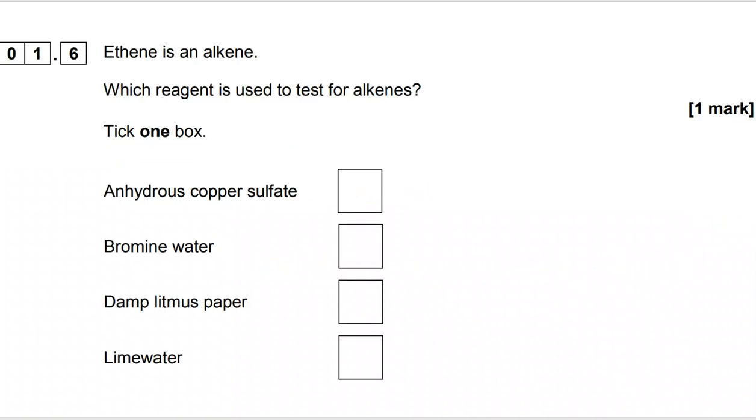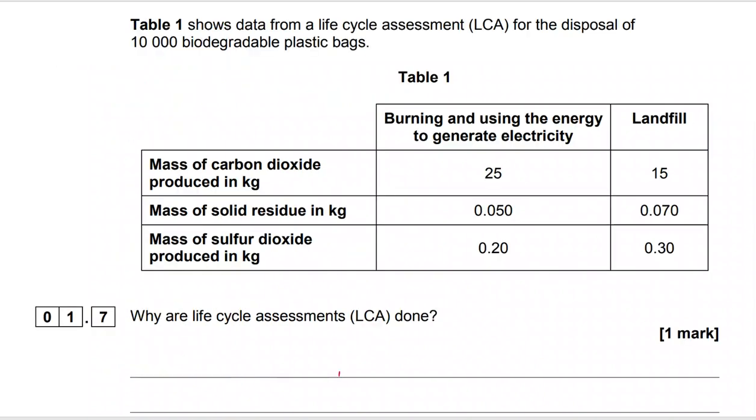1.6, ethene is an alkene. What reagent is used to test for alkenes? So it's one of the tests that you need to know: A, how you do it, and B, what you would observe. The test for alkenes is bromine water. Bromine water will be decolorized in the presence of an alkene.